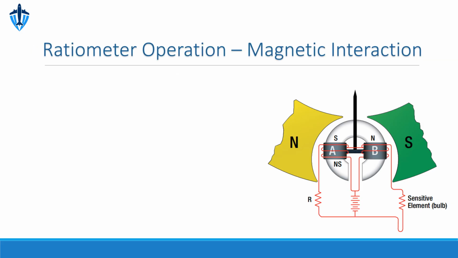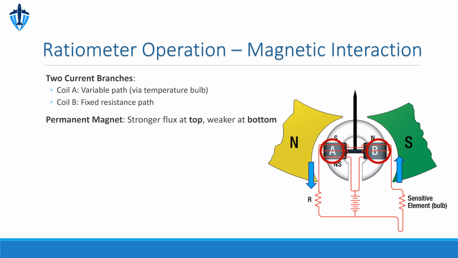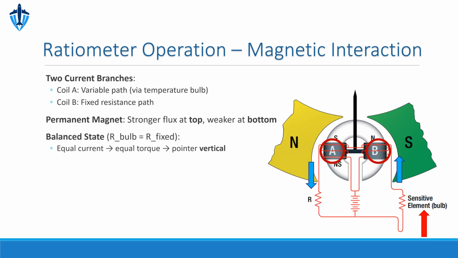Here's how it works. The ratiometer has 2 current paths, one through the temperature-sensitive bulb and coil A, the other through a fixed resistor and coil B. A permanent magnet surrounds the assembly with magnetic flux denser at the top than the bottom. When the bulb resistance equals the fixed resistance, currents are equal. Both coils produce identical magnetic fields, torques cancel, and the pointer stays vertical.